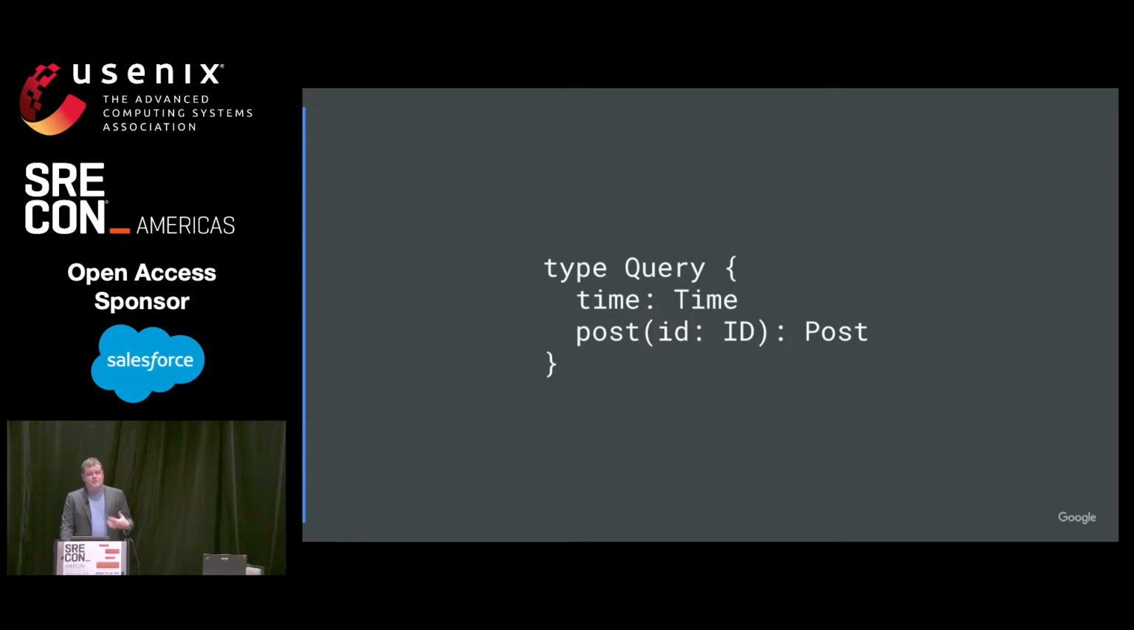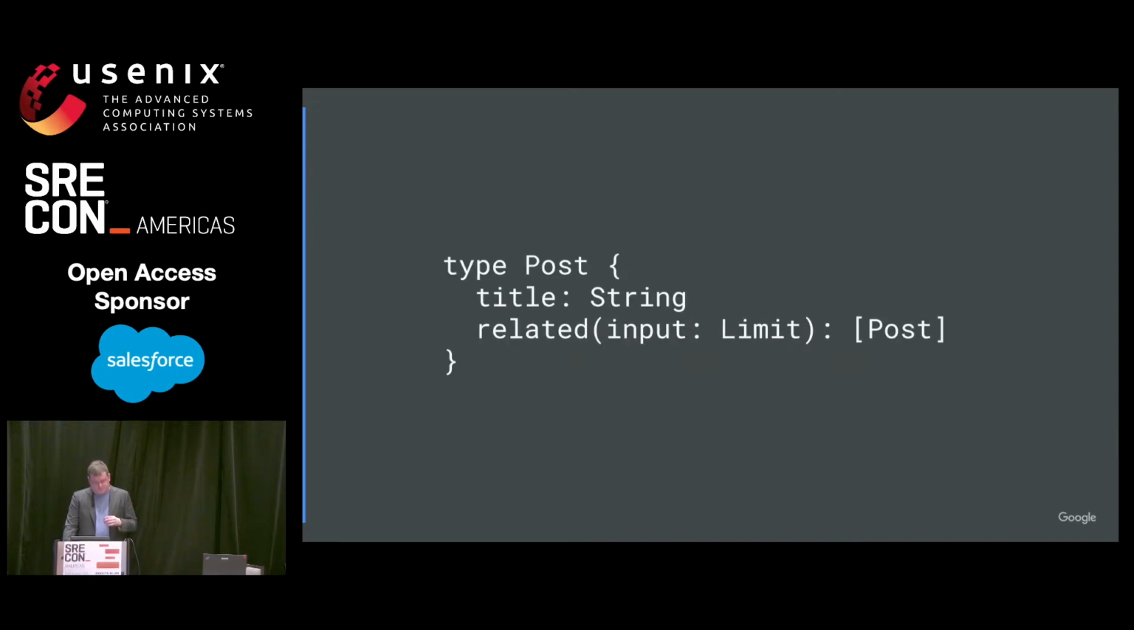Here is an example of the schema for those past 2 queries. We have time, and it returns a time type, whatever that is, and post, which takes an argument of ID, of type ID, and returns a post. That post type, obviously this is heavily simplified from what you might want in your CMS or something like that, but this post has a title. That title is a string. And then it also has this related that takes in some sort of limit type and returns an array of posts.